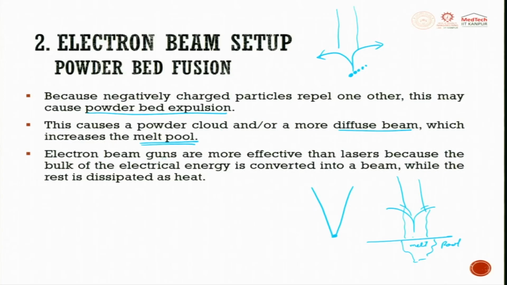The electron beam gun is more effective than a laser beam because the bulk of the electrical energy is converted into a beam, while the rest is dissipated as heat. The bulk of the electrical energy is converted into the beam. So, this makes the process efficient.